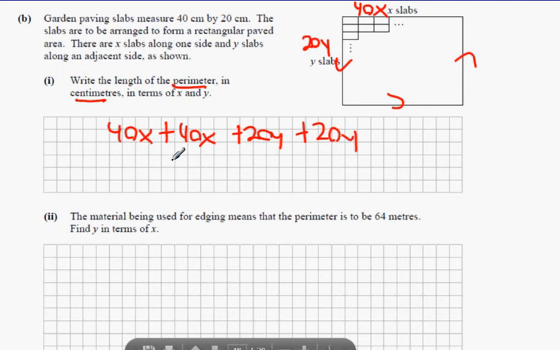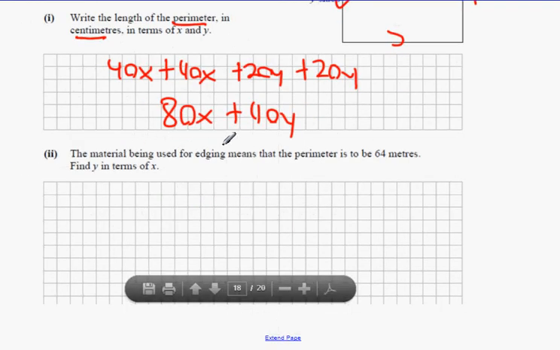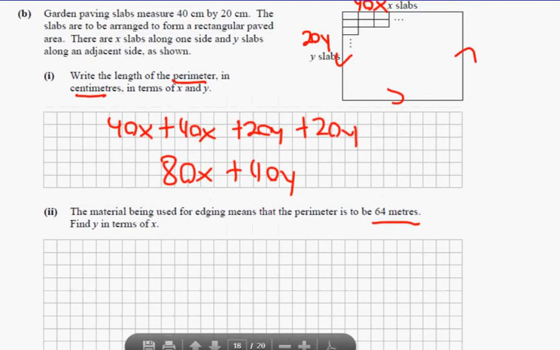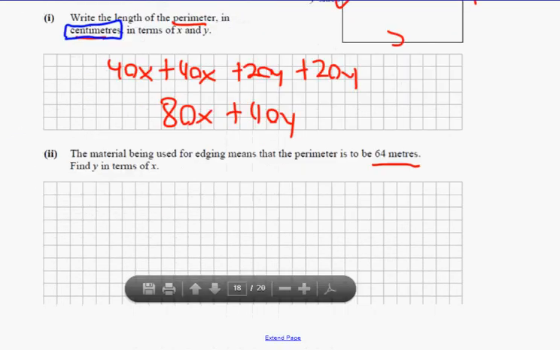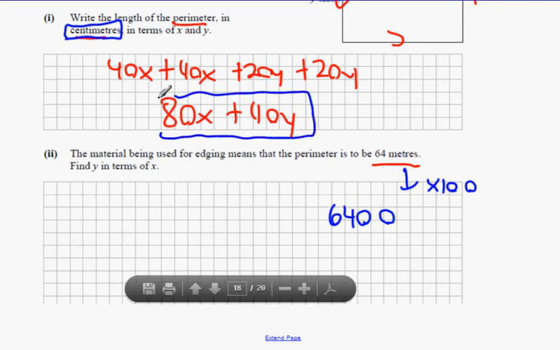And what do we get in total? 80x plus 40y. Okay. The material being used for edging means that the perimeter has to be 64 metres. What's the significance of 64 metres in comparison to part 1 of the question? It's in centimetres. So you have to convert metres into centimetres. How do you convert metres into centimetres? Multiply by 100, and that will get me 6,400. The perimeter, which is this formula here, now equals 6,400.